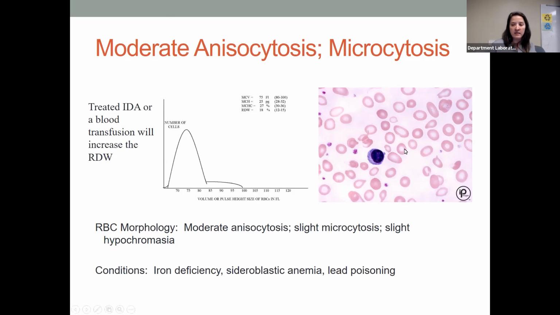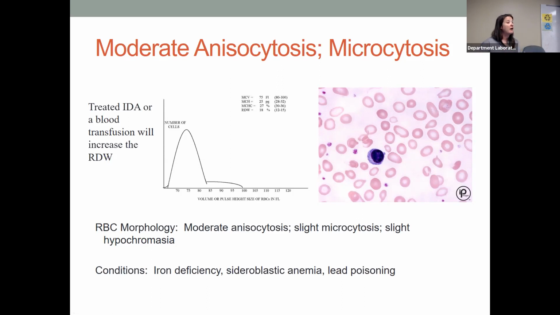And then if you look in this example of the peripheral smear, see how the large central pallor, all right, so definitely decreased hemoglobin content. And then here's your mature lymphocyte. Take a look at these cells around it. They're all smaller in size, so microcytes.